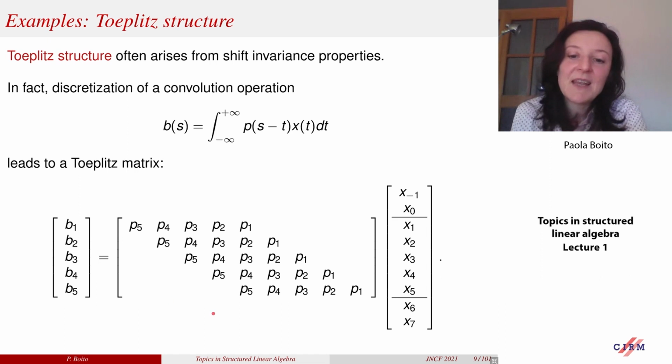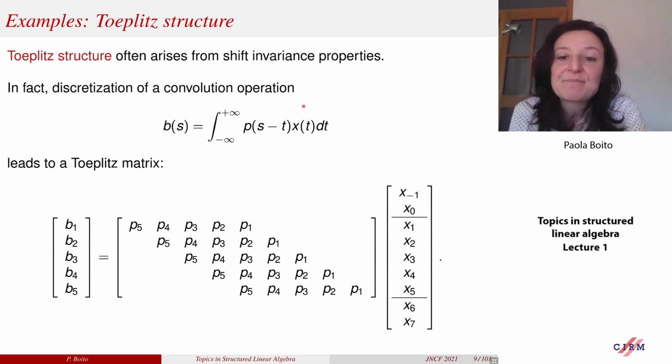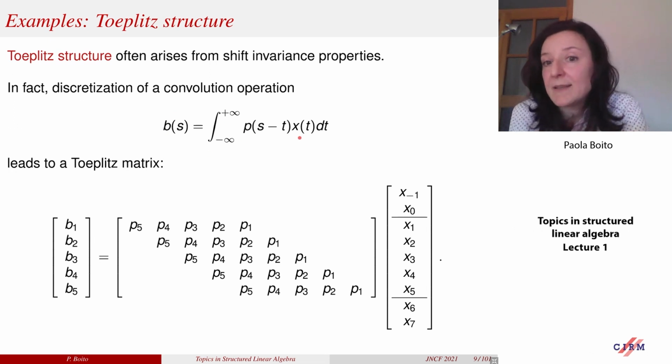So for simplicity here, we have a one-dimensional case where we have a signal more than a picture. The convolution operator in its continuous version is written as an integral, right? So if x of t is our signal, depending on time, and P is the convolution kernel, the PSF, basically, the blurred signal is obtained as a convolution of P and x.